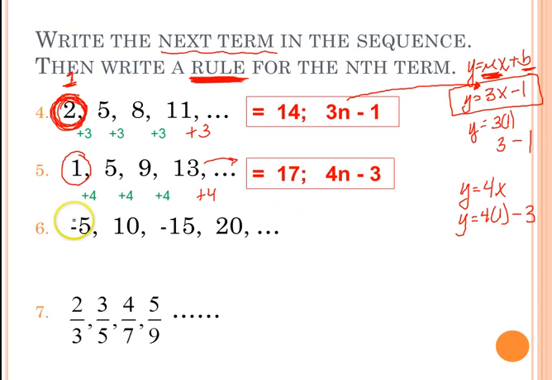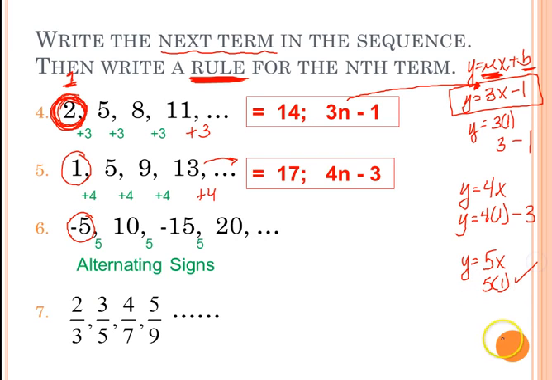Okay, the next one. Ignore the negative signs for a second. Just look at the numbers. 5, 10, 15, 20. So I'm going up by 5 with alternating signs. Okay, so let's think of that. Going up by 5, that's my slope, so 5x. Okay, and then think about my first term. My first term is 5. Okay, so if I put a 1 in here, I get a 5. So I'm not adding anything because I'm already at what I want my first term to be. I want my first term to be a 5.